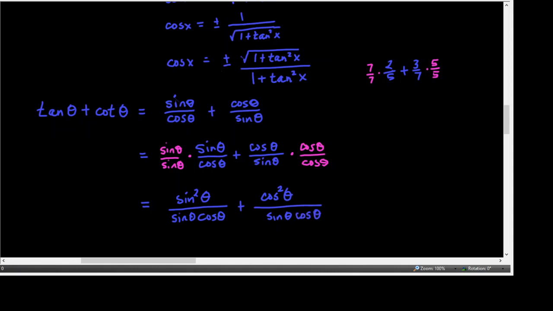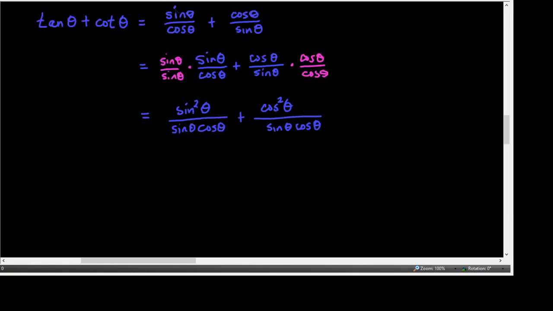Okay? Then we know the rule for adding fractions with the same denominator is to add the numerators and keep the common denominator. And then using the Pythagorean identity, we know that sine squared of theta plus cosine squared of theta is 1. And this is your simplest answer, 1 divided by sine theta cosine theta. That's our tangent of theta plus cotangent of theta in terms of sine of theta and cosine theta.